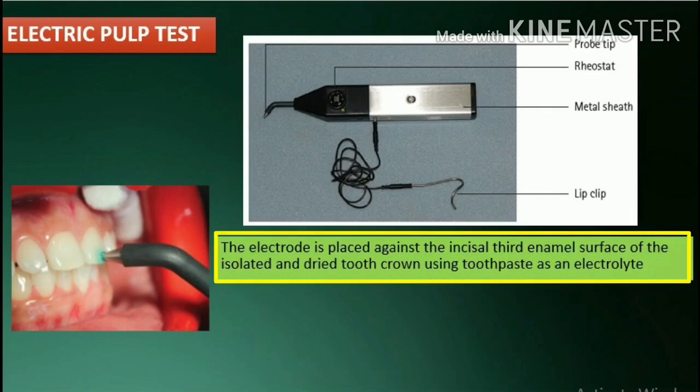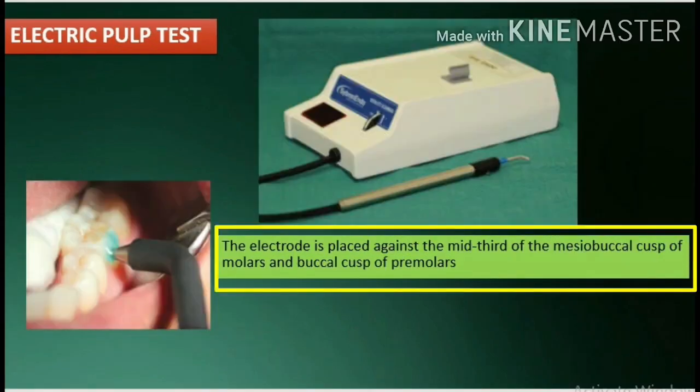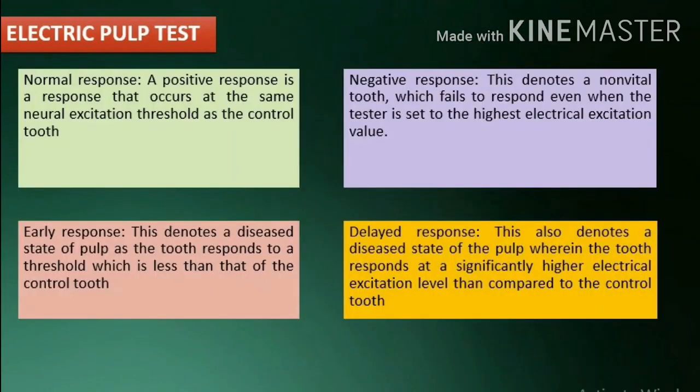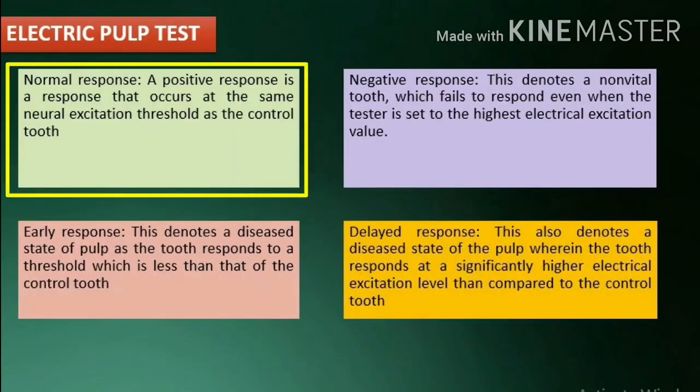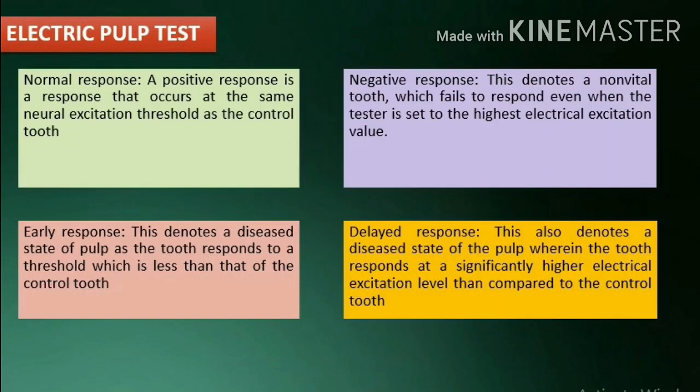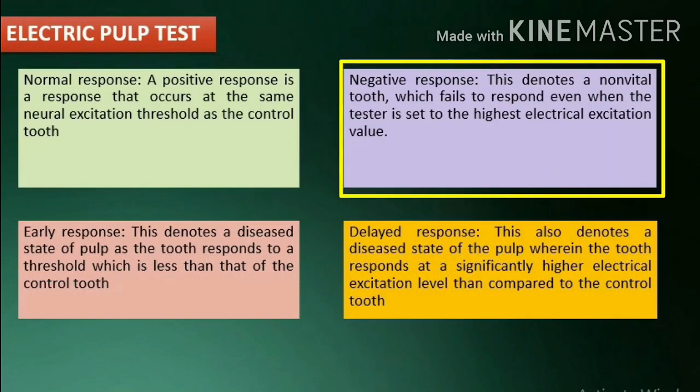The objective is to stimulate a pulpal response by subjecting the tooth to an increasing degree of electric current. The electrode is placed against the incisal third enamel surface of the isolated and dried tooth crown, using toothpaste as an electrolyte. The electrode is placed against the mid-third of the mesiobuccal cusp of molars and the buccal cusp of premolars. Normal response: a positive response is a response that occurs at the same neural excitation threshold as the control tooth.